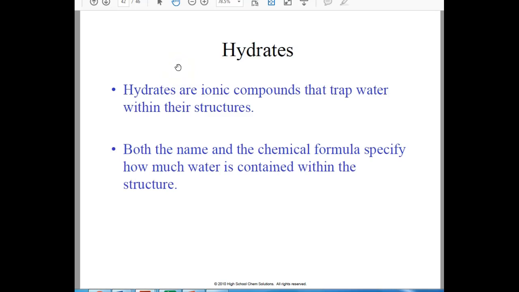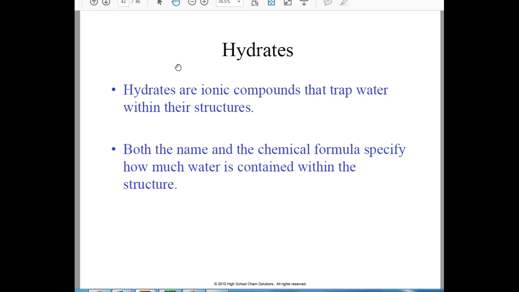Okay, the last lesson on this one is called hydrates, and hydrates are simply ionic compounds that have water trapped within their structure. And so the name and the formula are going to tell us how much water is in that structure. So what happens is when a chemical compound forms, there's naturally water around about 99% of the time. Either the compound forms in water or the compound forms and there's water in the air because it's very humid.